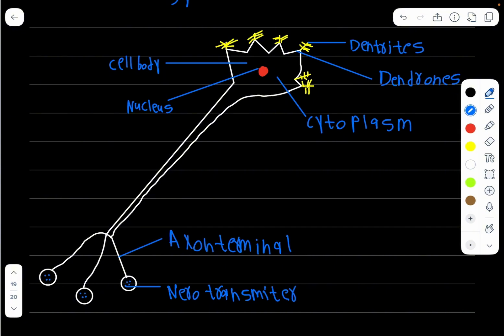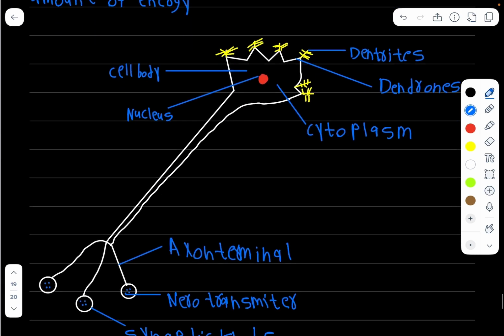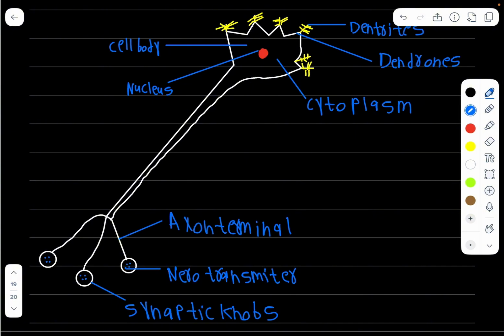Alright, at last we have this ball-like structure. It's called the synaptic knob. Right, these are the synaptic knobs. So this was the labeling and the structure of the neuron. So that's it for today.